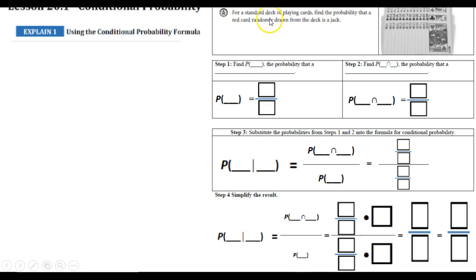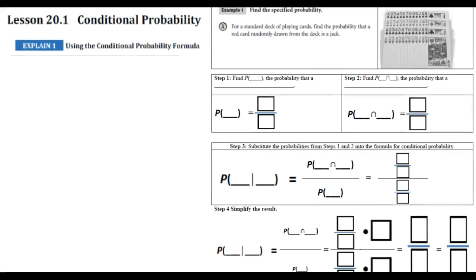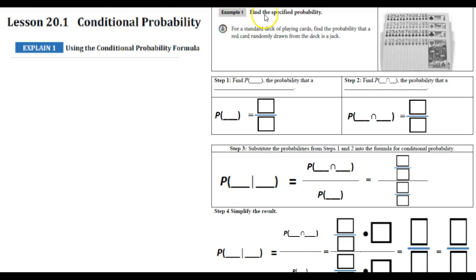So let's say, for example, I have a standard deck of cards, and there's a picture right there on your worksheet as well. For a standard deck of playing cards, find the probability that a red card randomly selected as drawn from a deck is also a jack. So first of all, step 1. Let's find the probability of a red card.